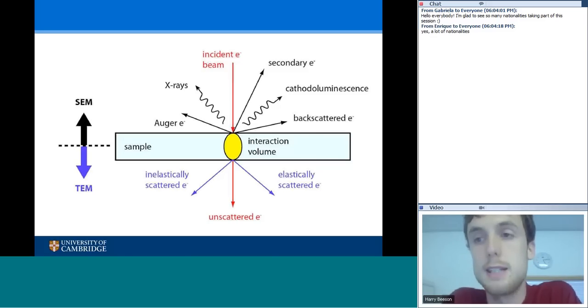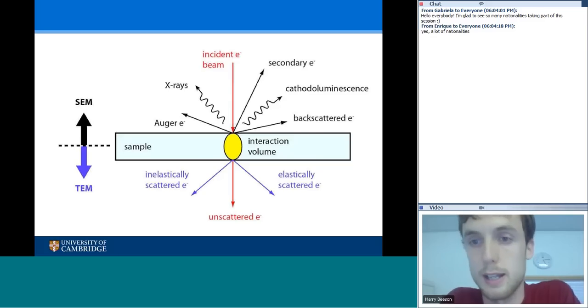And hence, by scanning the beam across the sample and essentially measuring that angle of incidence from the secondary electron signal, you can build up a picture of the topography or surface of the sample. And that's the main way in which we use the electron microscope to build up an image of what we want to look at.